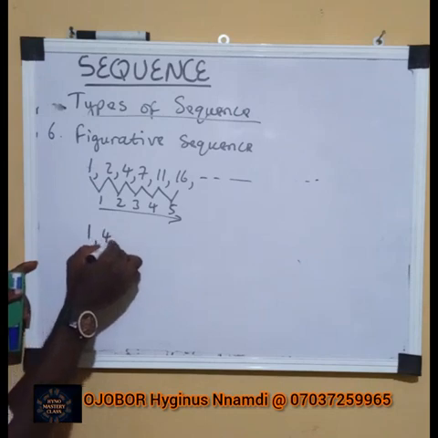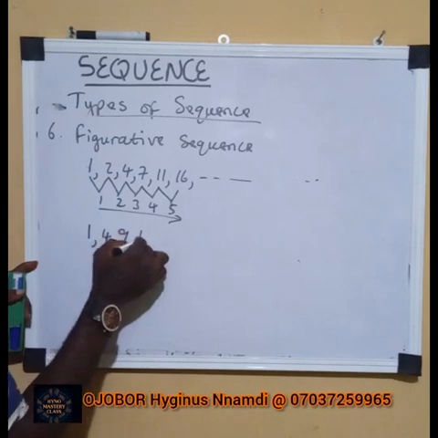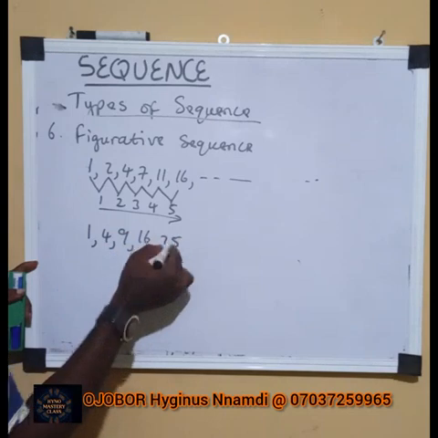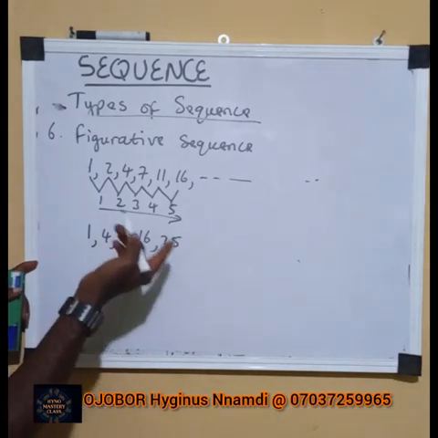Square 2, you get 4. Square 3, you get 9. Square 4, you get 16. Square 5, you get 25. You can square or cube natural numbers.